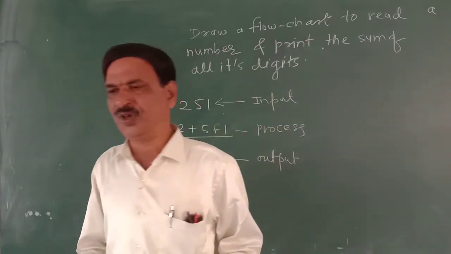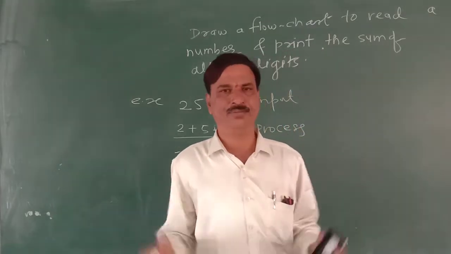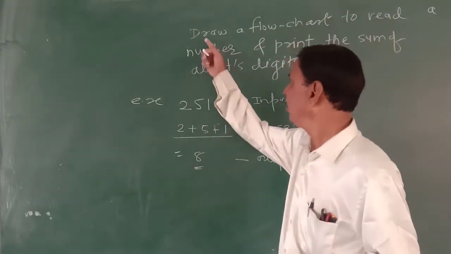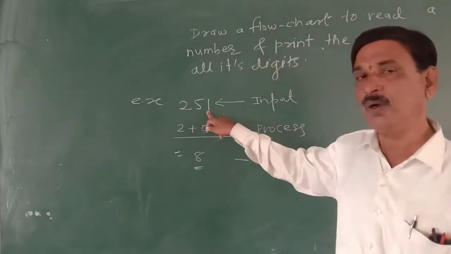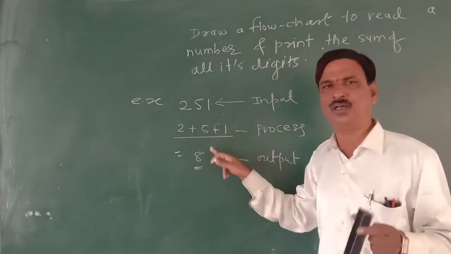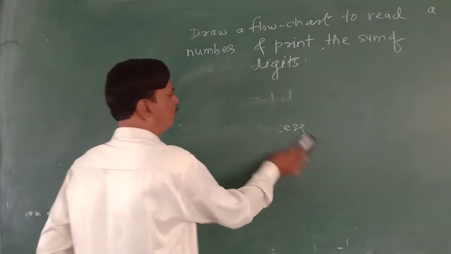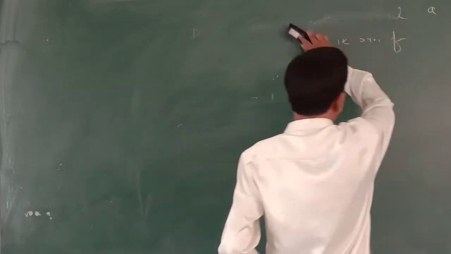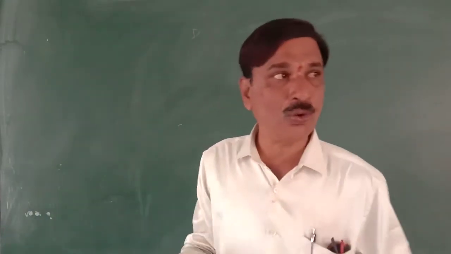So see, this is called studying the problem. Problem is to be studied. What the problem is? Draw a flowchart to read a number. This is the number. This should be given to computer. This will be the process, and this will be the output. Now, a number is to be input, and all its digits will be summed together. So, first of all, we have studied the problem, and after studying the problem, we came to conclusion what the input should be given, what the process will be, and how the output is.